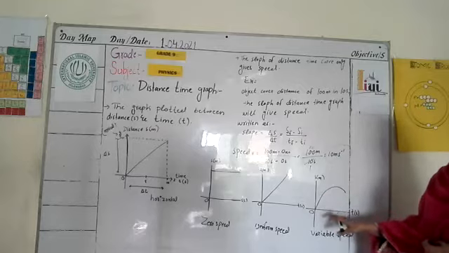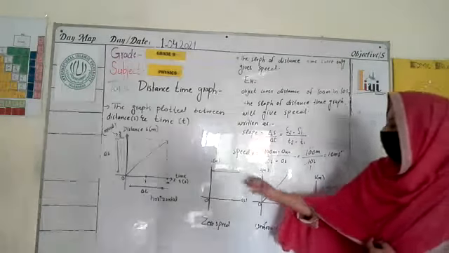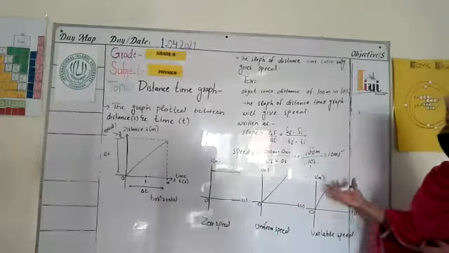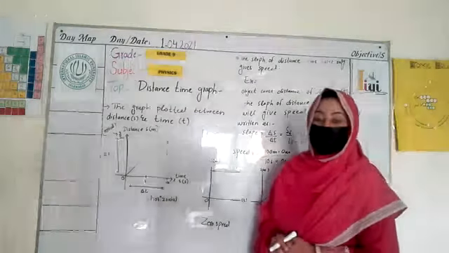So these are some types of graphs that show how an object moves at rest, at uniform speed, and at variable speed. So students, this is all about the distance time graph.